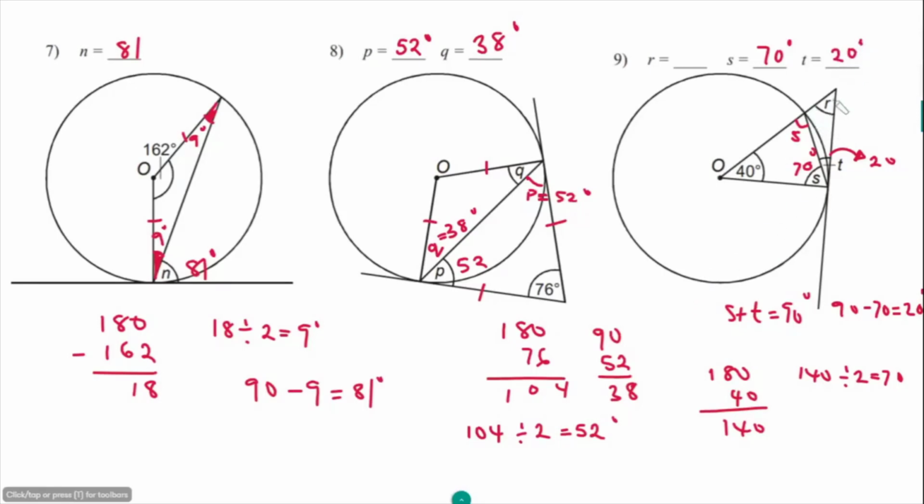Now to find angle R, you can consider this full triangle. Remember, the angle sum of a triangle adds up to 180, and you have your total of 90 plus 40, which is 130. To find angle R, I subtract from 180, so 180 minus 130 is going to be 50 degrees. So angle R is 50 degrees. That was really, really hectic.